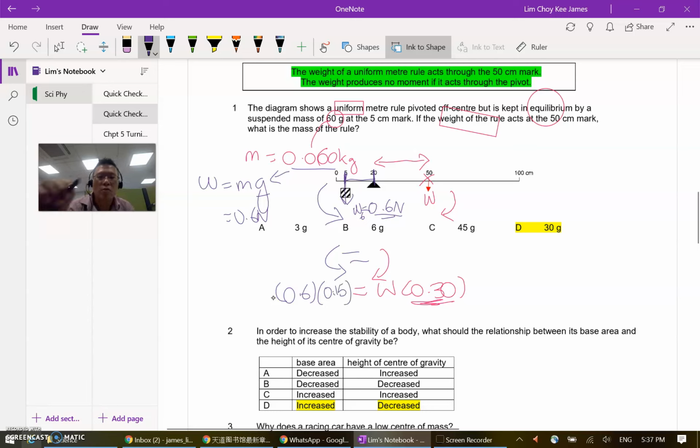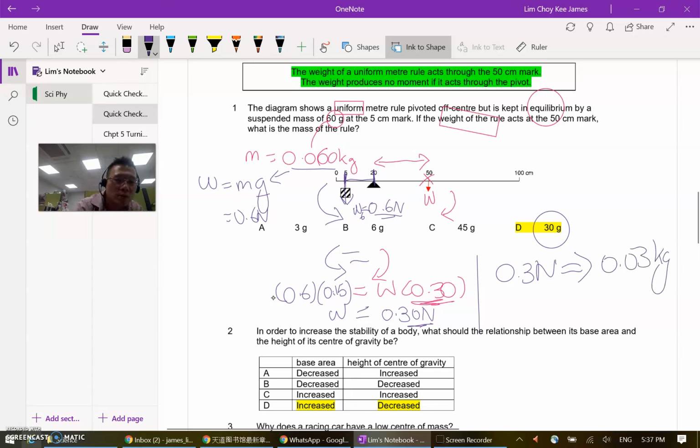Once you have this equation, the next step is simple algebra where we solve for W, and you'll find that the answer here will be 0.3 newtons. But take note, the options given here are all in grams. So please make the effort to convert it to kg first. You divide by 10, it will be 0.03 kg. Then convert it further to 30 gram. That will be the answer they are looking for, which is D.